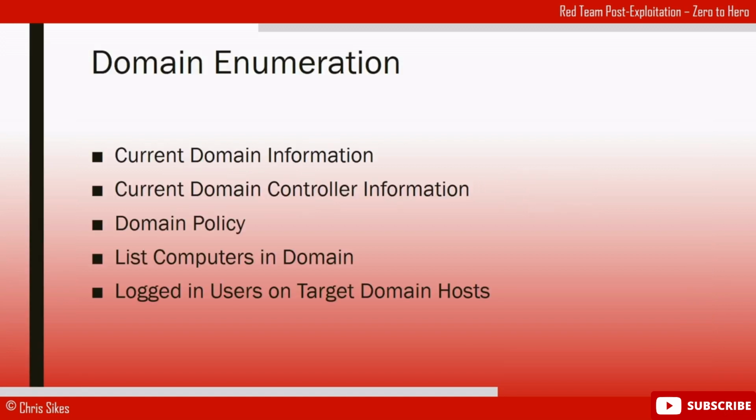We will go over a few basic Windows enumeration commands that may be good to know while doing red teaming, such as getting the current domain's information, getting the current domain controller's information, grabbing the domain policy, listing the host names in the domain, and finally, finding which users are logged in on a target domain system.